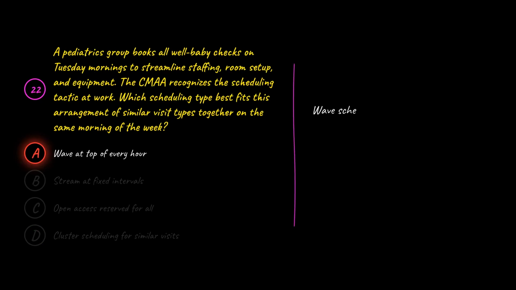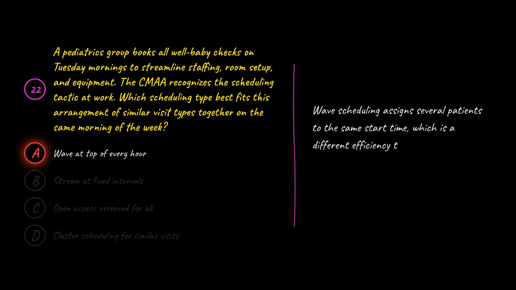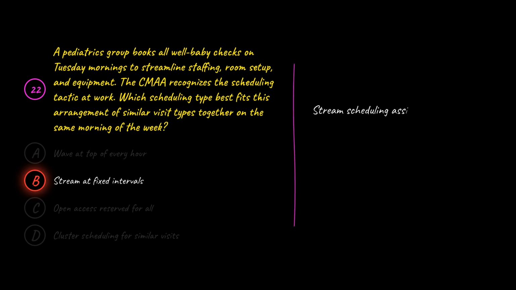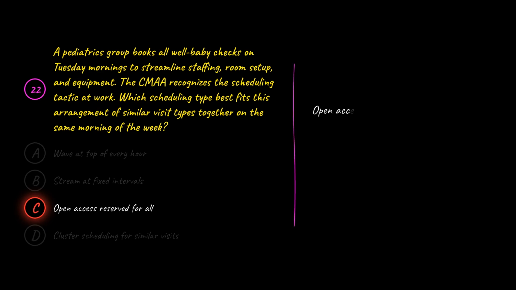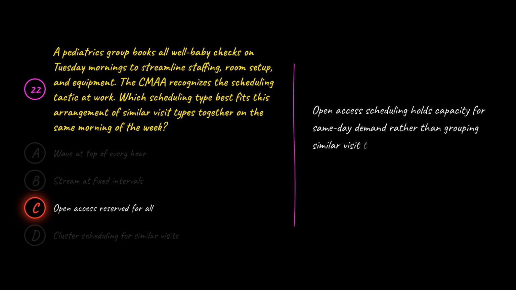A is wrong because wave scheduling assigns several patients to the same start time, which is a different efficiency tactic that absorbs no-shows but does not specifically group similar visit types together. B is wrong because stream scheduling assigns each patient a unique fixed interval time and does not group similar visit types together by morning or by category in the manner described in this scenario. C is wrong because open access scheduling holds capacity for same-day demand rather than grouping similar visit types together by category, so it does not match the cluster pattern described in this scenario.